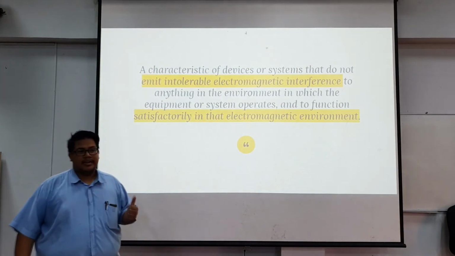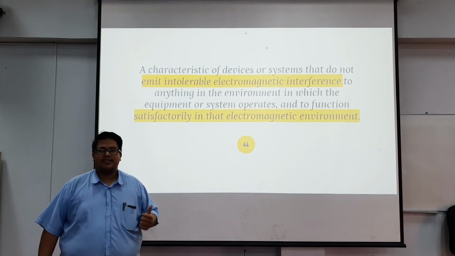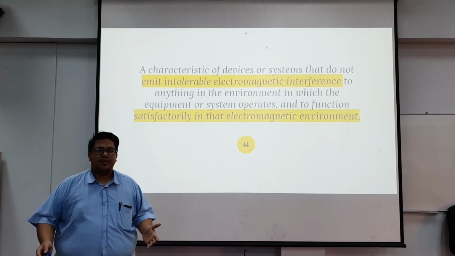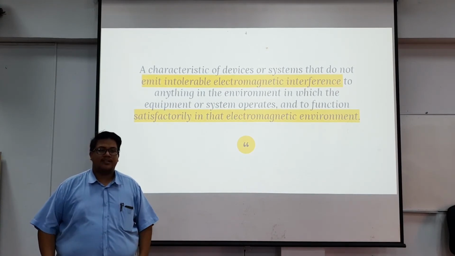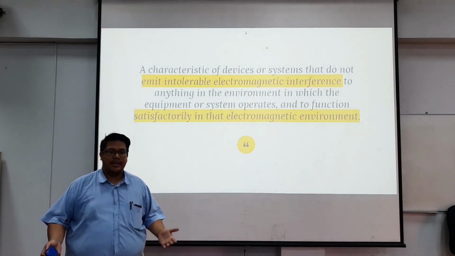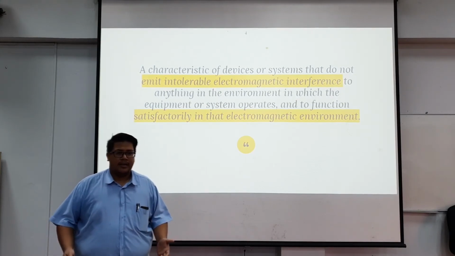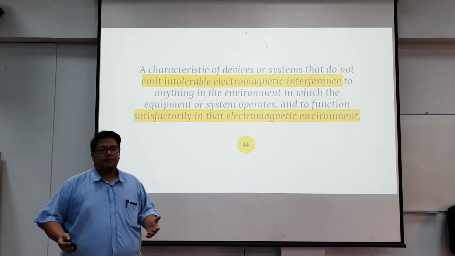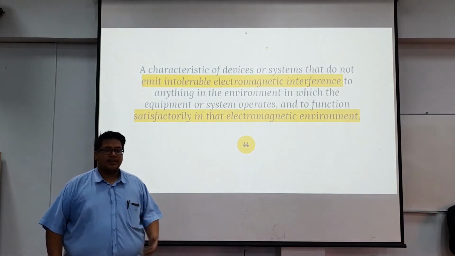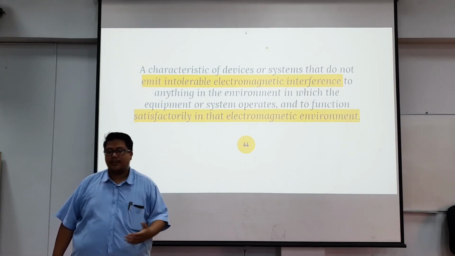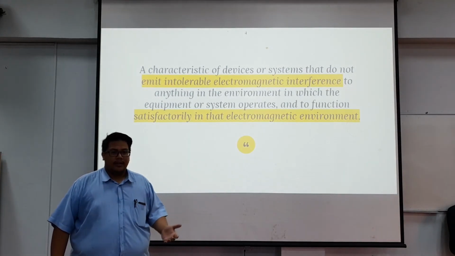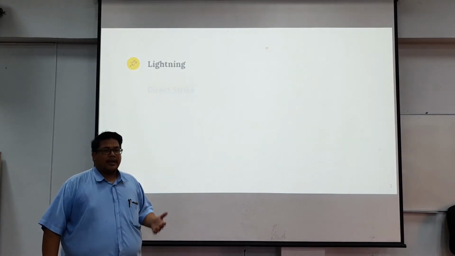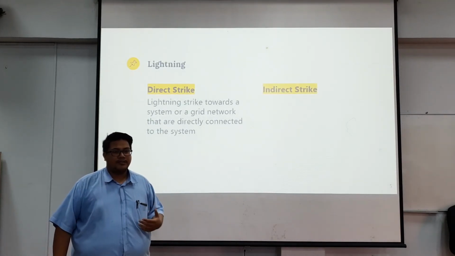First and foremost, electromagnetic compatibility is the ability of a system to work without any interference from an electromagnetic environment. Also, EMC devices won't be affected by the environment or the interference caused by other devices in the system. Okay, when talking about lightning, first and foremost, we need to understand what lightning is all about.